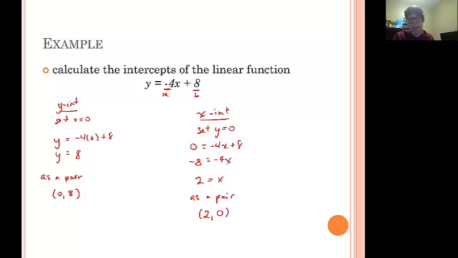So immediately I now have 2 points. I can plot those 2 points on the XY plane, connect those with a nice straight line, and bada boom, there's my line negative 4x plus 8. So that's the real advantage of the intercept method.